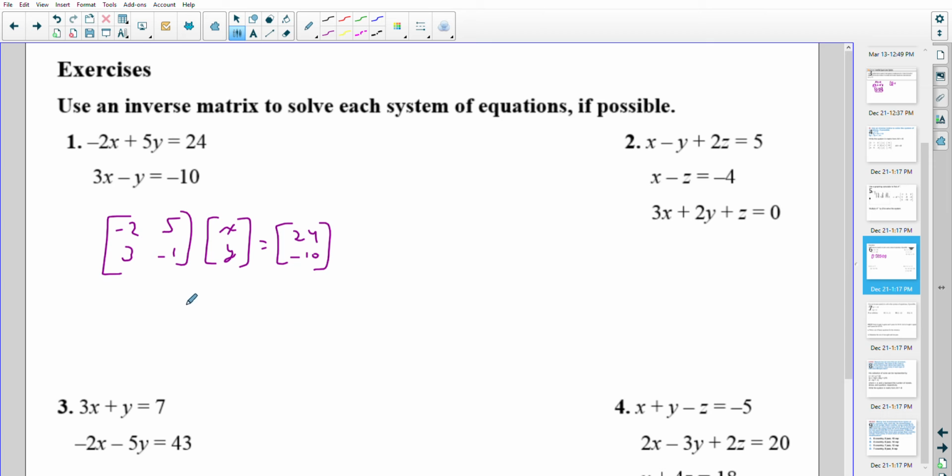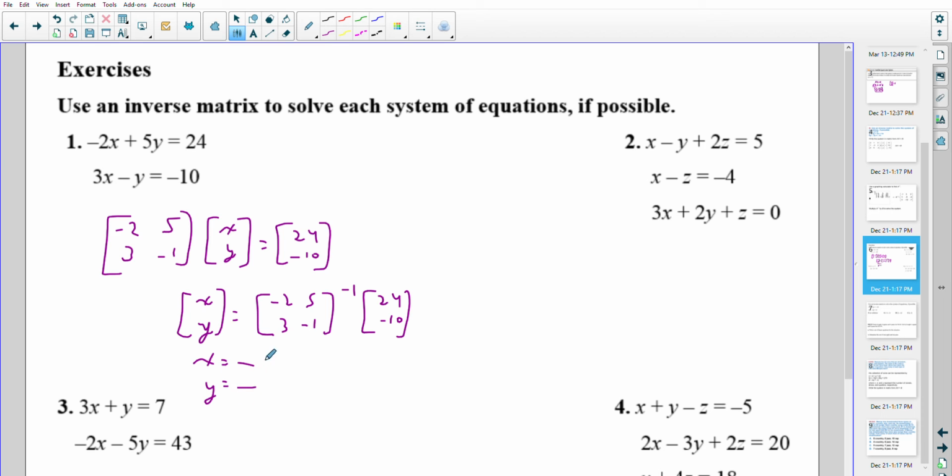Now that you have that, then what you're really going to find out is that your variables x, y in matrix form is equal to, and this is going to be matrix A inverse times matrix 24, -10. And then what you would do is plug that in your calculator, and then you could get what your x equals and what your y is equal to. And I'm going to do a calculator lesson right after this.